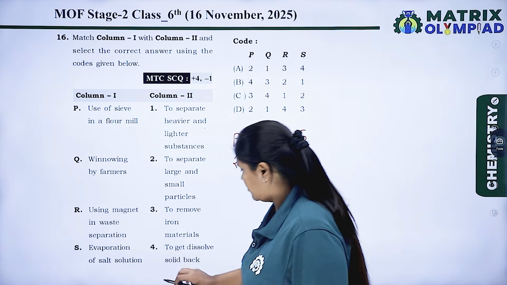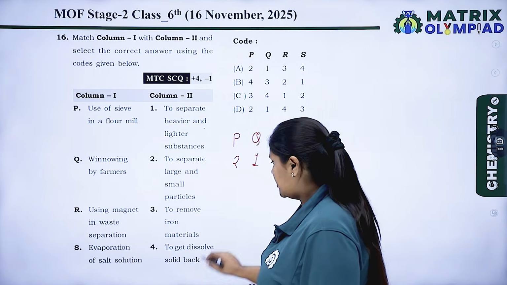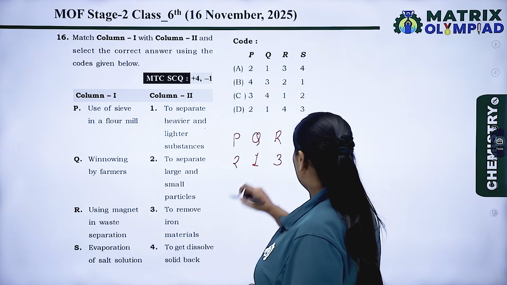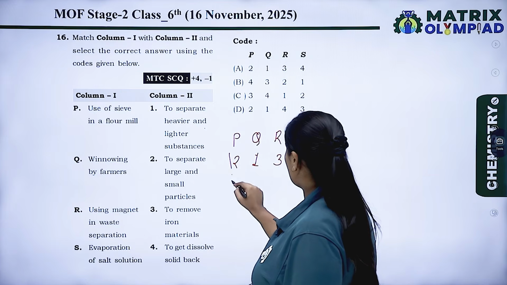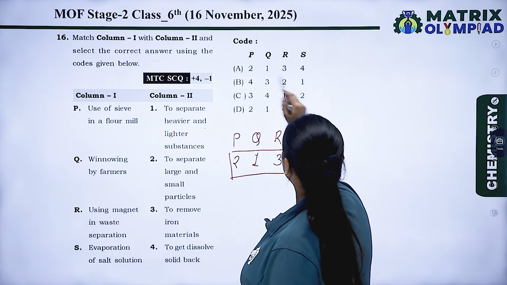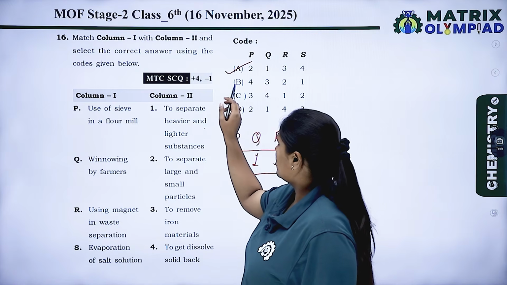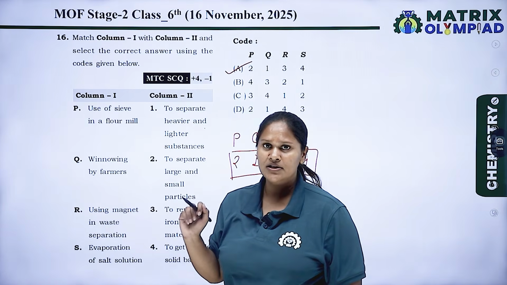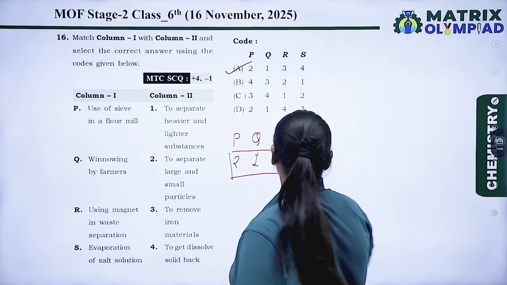Evaporation of salt solution to get dissolved solid back. So P, Q, R, S means options are 2, 1, 3, 4, and 2, 1, 3, 4 is in option A. So option A is the correct answer of this question. Now come to the next question.